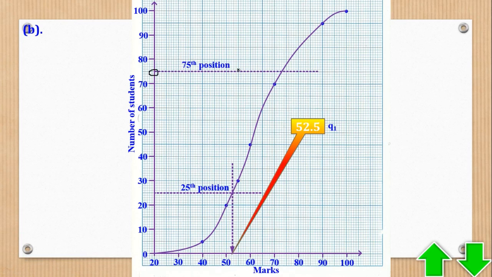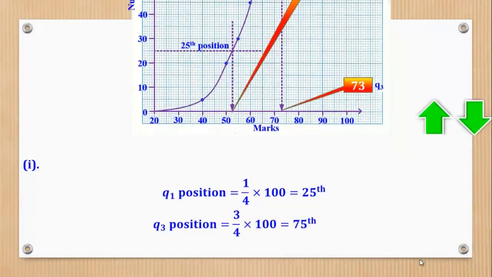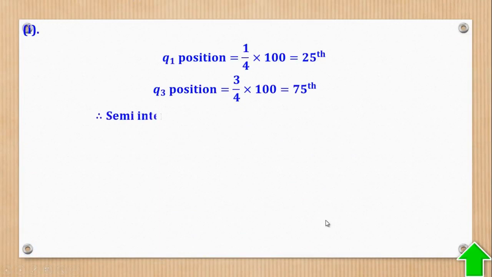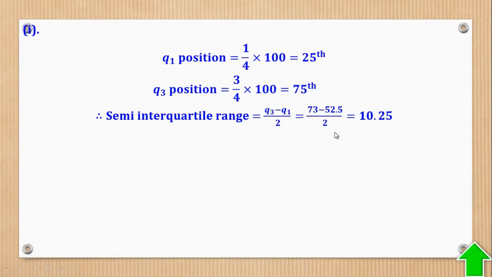Then drop a perpendicular to meet the horizontal axis and read off the value. So that will be your Q3. So now that I have Q1 and Q3, I can get the semi-interquartile range. So I'll say that the semi-interquartile range is (Q3 minus Q1) over 2, to give you 10.25.